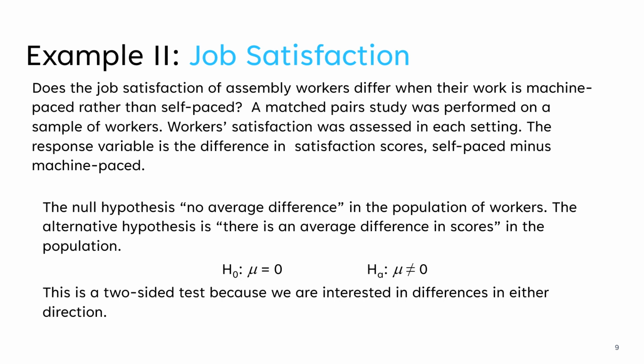Example 2, job satisfaction. Does the job satisfaction of assembly workers differ when their work is machine-paced rather than self-paced? A matched pairs study was performed on a sample of workers. Worker satisfaction was assessed under each setting, and the response variable is the difference in satisfaction scores, self-paced minus machine-paced. The null hypothesis is no average difference in the population of workers. The alternative hypothesis is that there is an average difference in score in the population.